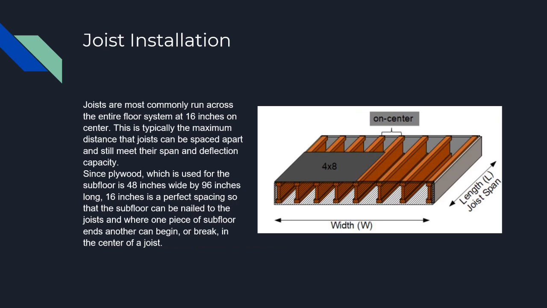Joists are most commonly run across the entire floor system at 16 inches on center. This is typically the maximum distance that joists can be spaced apart and still meet their span and deflection capacity. Since plywood, which is used for subfloor, is 48 inches wide by 96 inches long, 16 inches is a perfect spacing so that the subfloor can be nailed to the joist, and where one piece of subfloor ends, another can begin or break in the center of a joist.